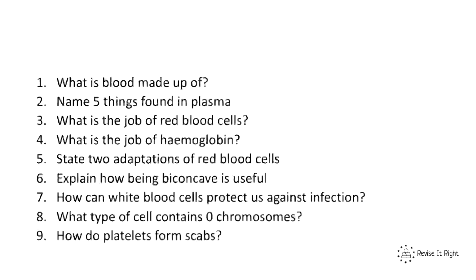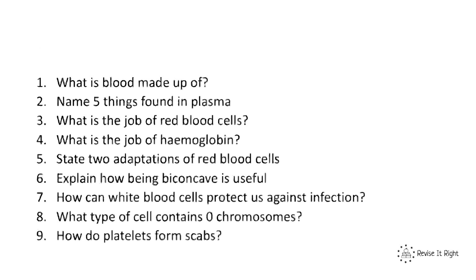Okay, name 5 things found in plasma. Well, we've looked at absolutely tons of them there. So you can say the red blood cells, the white blood cells, carbon dioxide, the platelets, hormones, proteins, antibodies, glucose, amino acids. So many things you can talk about. Any 5 of them is good.